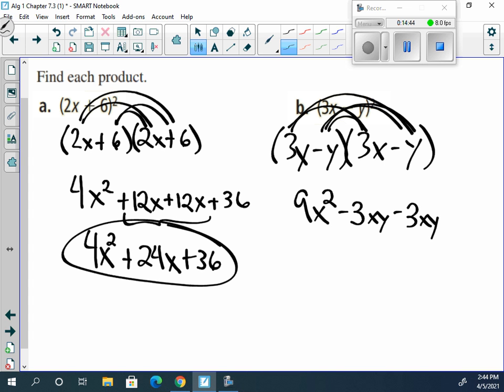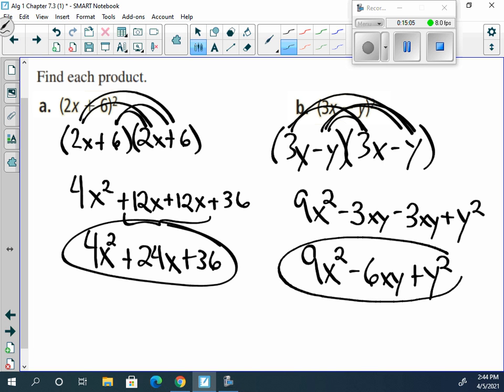And lastly, negative y times negative y. Negative times a negative is a positive. And y times y is y squared. Negative 3 minus 3 would give us negative 6.